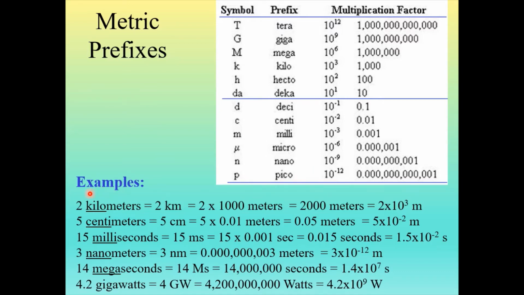So let's just do a couple examples here so you get the feel of this. So 2 kilometers. Well, kilo, remember, that means 1,000. Oops, excuse me. We have 2 kilometers. Let's abbreviate this first with K for kilo and M for meter. So 2 km, or 2 kilometers. Well, remember, kilo is 1,000 from up here in the table. So that's 2 times 1,000 meters, which is 2,000 meters. And if we want, we can even write that in scientific notation as 2 times 10 to the third meters.